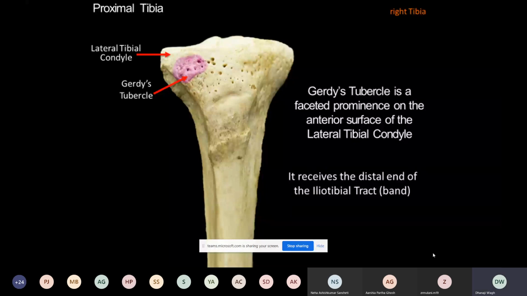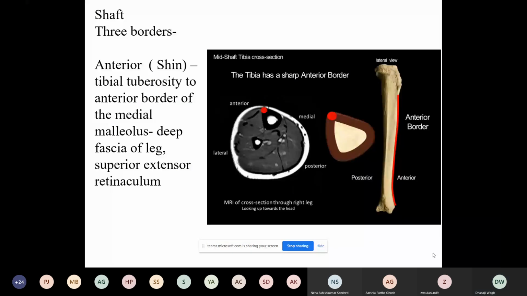Now see, the shaft has three borders. The anterior border is called the shin of the tibia. It runs from the tibial tuberosity to the anterior border of the medial malleolus. The deep fascia of the leg is attached to this, and the superior extensor retinaculum.